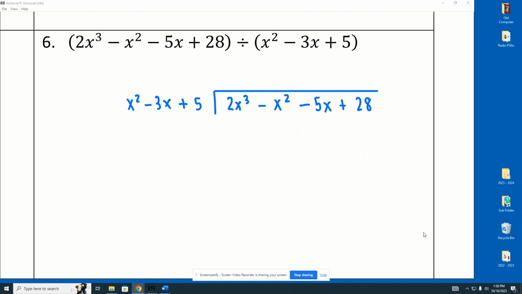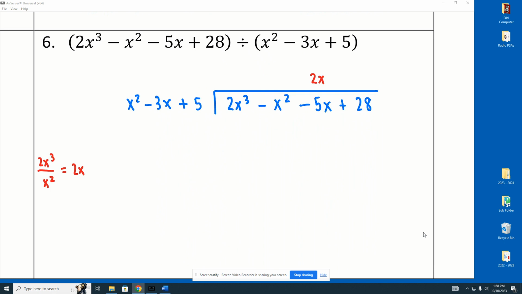It actually makes this problem a little easier because we're going to take the first term in our dividend, 2x cubed, and we're going to divide it by the first term in our divisor, which is x squared. So we're only going to have to do this a couple times because 2x cubed divided by x squared is just 2x. So 2x is going to be the first value that I distribute.